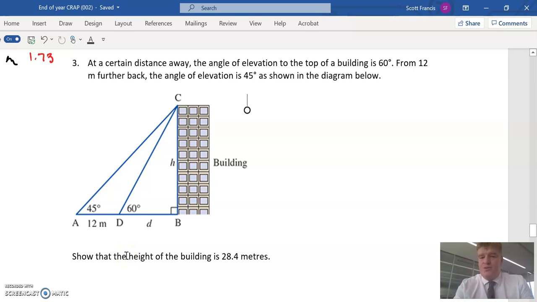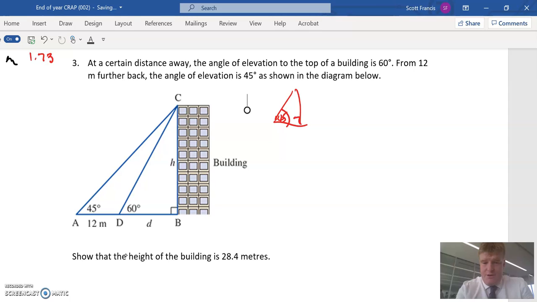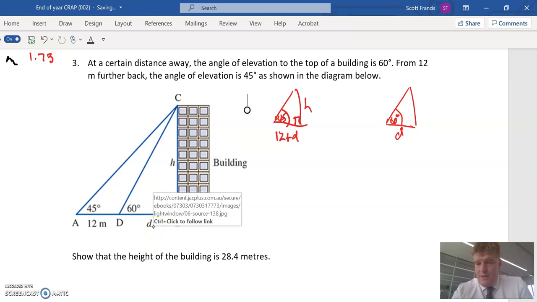I'm going to start by splitting this into two triangles. The first has the 45 degrees. It's a right angle triangle. The height is unknown, and the distance all the way along the bottom is going to be 12 plus D. So that's our first triangle. The second triangle, which is closer, is the 60 degrees. In the 60 degree one, the distance across the bottom is just D, and the height is H again.